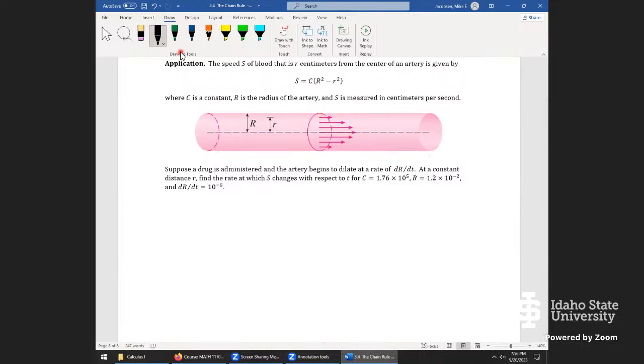So it says here, C is constant. R is the radius of the artery. S is measured in centimeters per second. And now let's go to the next. But anytime they tell you something is constant, whether they're specific, like where we highlighted, or if we have to infer it, it's a good idea to write it down. So C is constant.